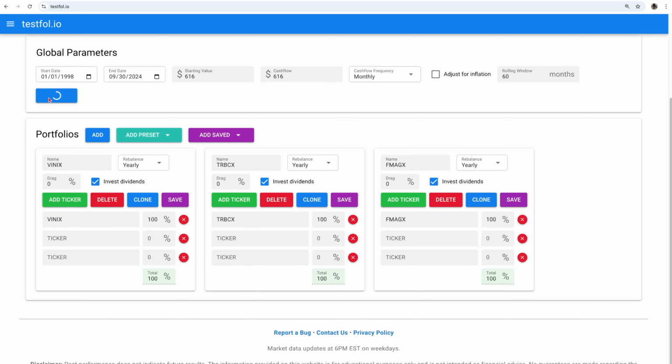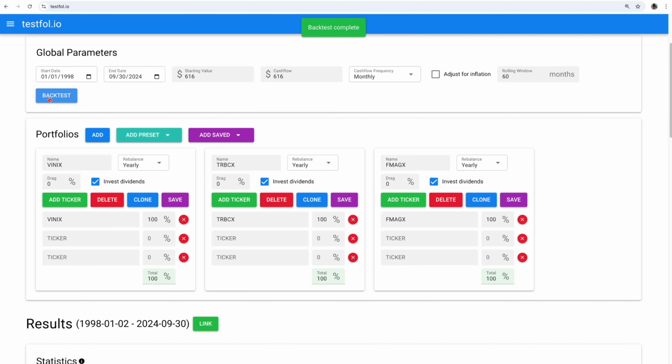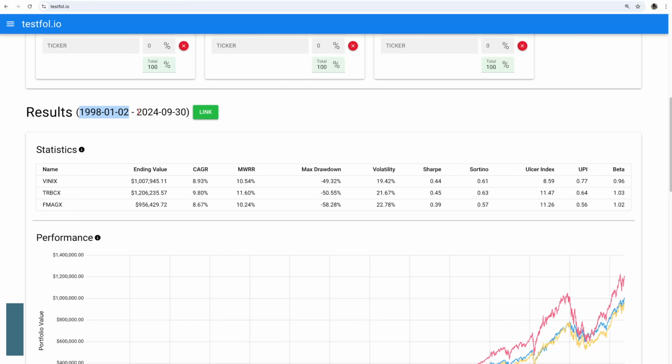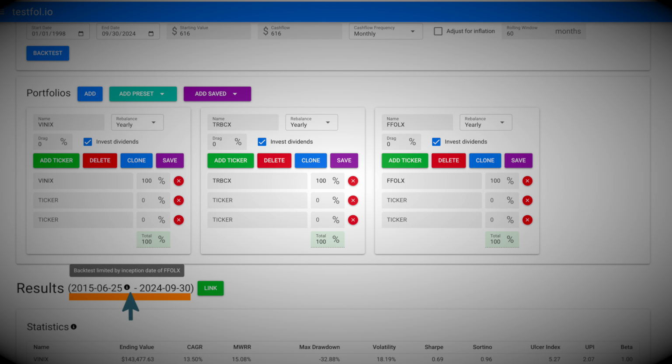Click on backtest. The results go as far back as January 1st, 1998 and end September 30th, 2024. One thing to note, if you see the exclamation point by the result date, it means that the result returned a shorter time frame than the parameters that you set. That is because of the limited data for one of the funds.